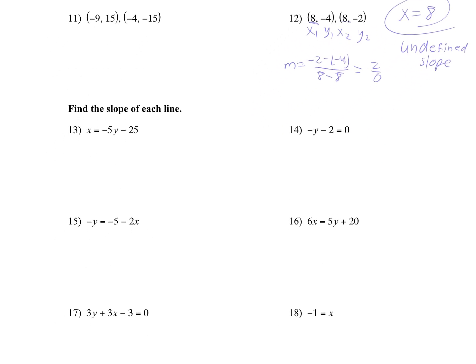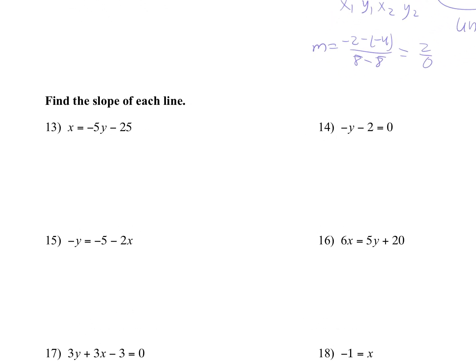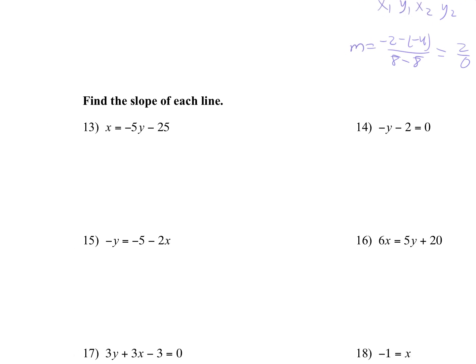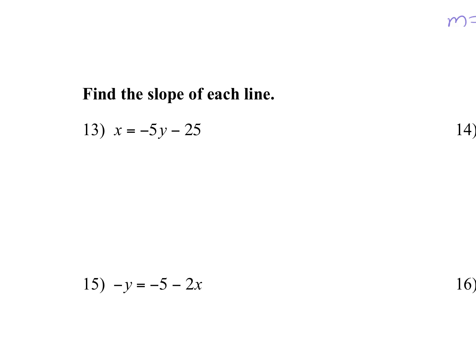All right, so now let's try finding the slope of these lines given an equation. So if you're given an equation, the easiest way to find the slope, again, convert everything to slope-intercept form. All right, so let's look at number 13. We want to convert this to slope-intercept form. It is not yet in slope-intercept form, right? We want something that looks like y equals mx plus b. So let's get the y by itself. Let's add the 25 on both sides.